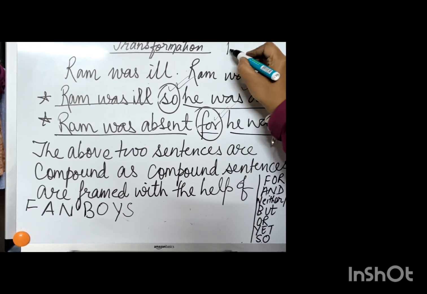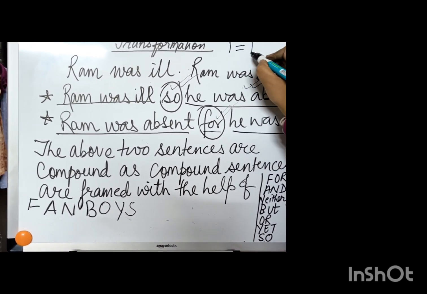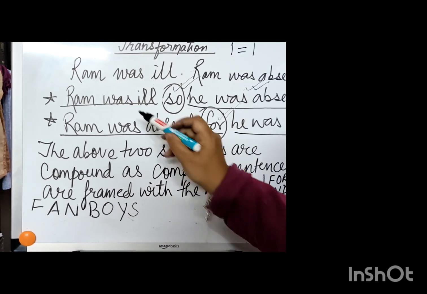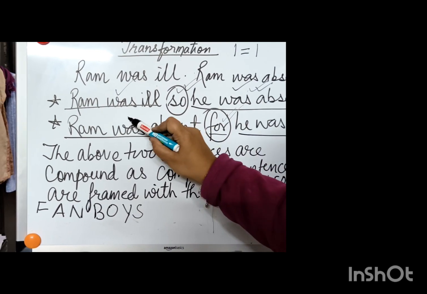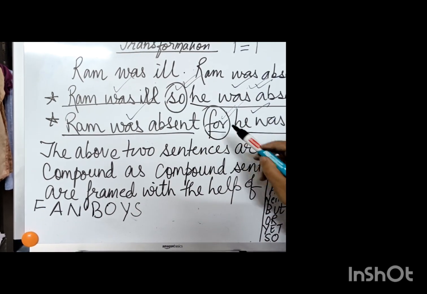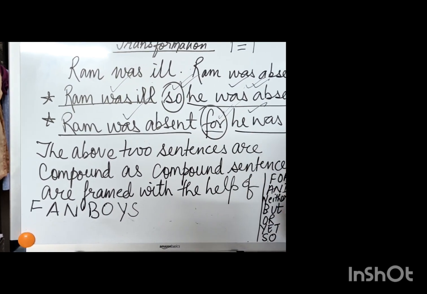So the formula, if you keep in mind, is 1 is equal to 1. 1 is equal to 1 means this one is equivalent to the other one, or the other one is equivalent to the first one. They are not dependent on each other for their meaning.